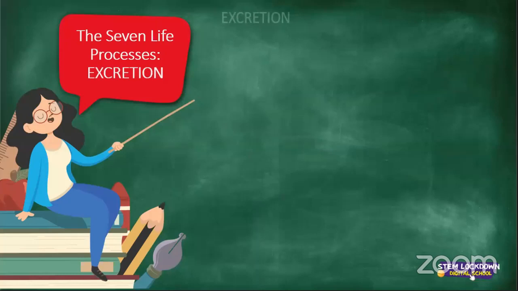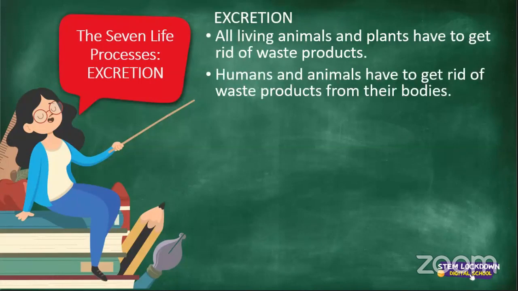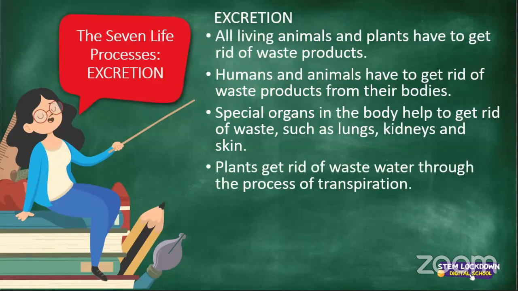Okay, let's carry on. The next one is excretion. All living animals and plants have to get rid of waste products inside your body, right? Humans and animals have to get rid of waste products from their bodies, and we have special organs in the body that help us to get rid of waste, such as our lungs, our kidneys, and our skin. And plants get rid of waste water through the process of transpiration. Now, transpiration is the process of water movement through a plant, and it is basically like a plant sweating. Like we sweat when we move and when we run, a plant can do the same.